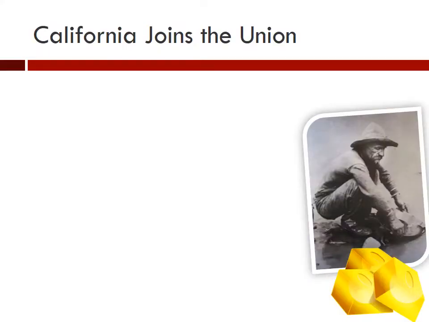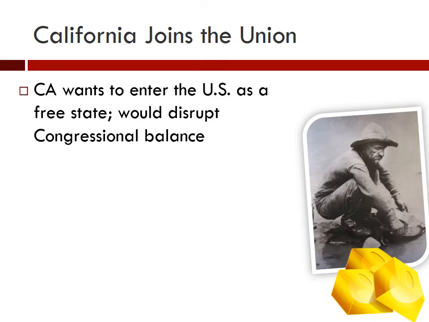Now, the other issue coming from the Mexican-American War that we kind of briefly discussed before was California. California wants to enter into the Union as a free state, but that's going to be a problem because it would disrupt the beautiful balance that we have in the Senate, and we don't want to do that. So there's a whole bunch of different solutions that are suggested.